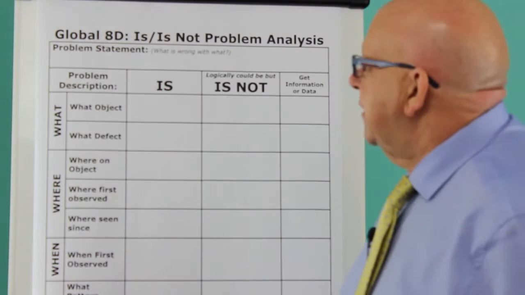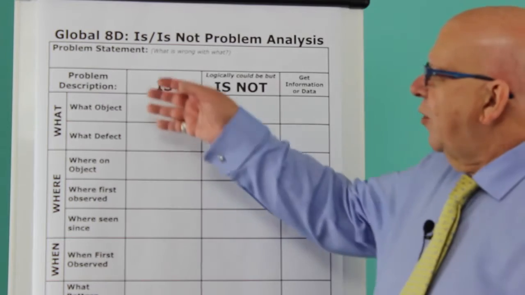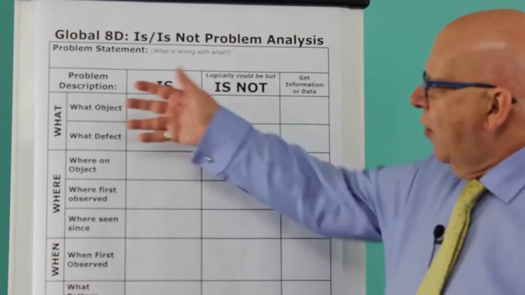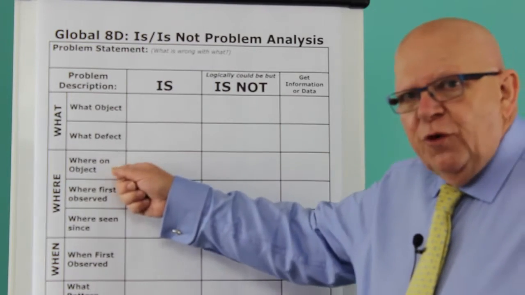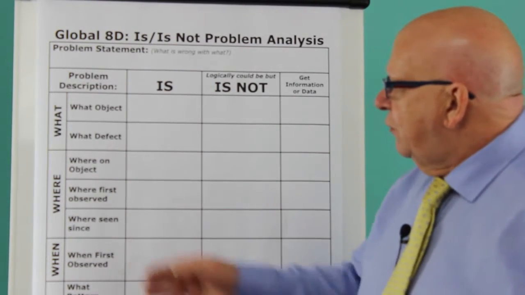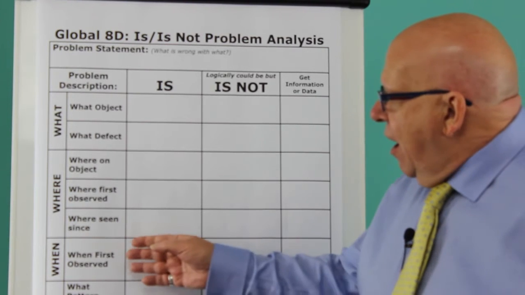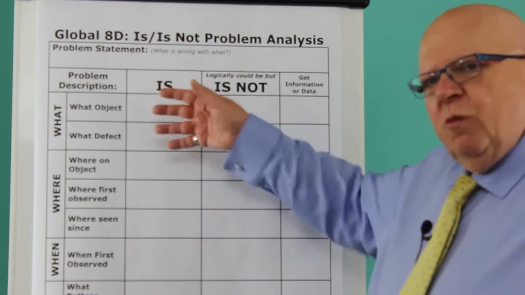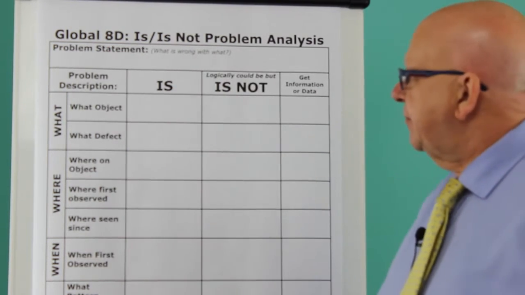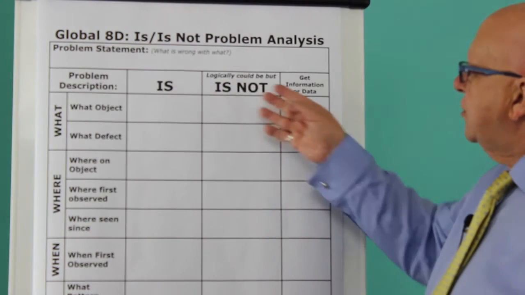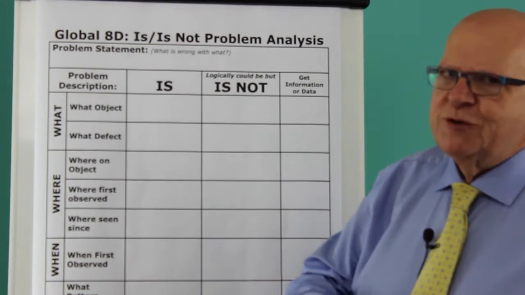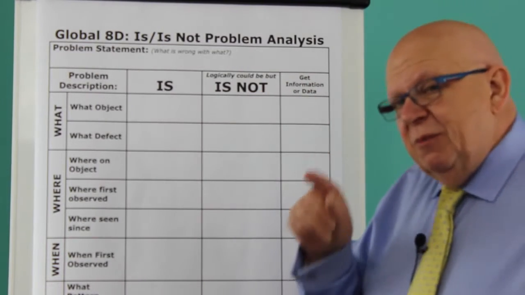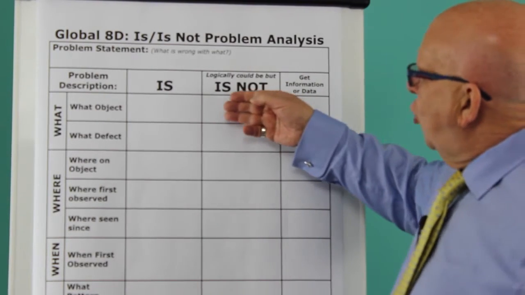Okay, so let's look at this in a little bit of detail. What we're going to look at is what the problem is in terms of what, where, when, and how big. So what on the object, what the defect, where on the object, when first observed, where seen since, and when it was first observed. So that is the is. Now what we're doing here is gathering data. On this side we've got what is not. Now you could say, well, I know what the problem is not, but this is actually logically is not. Could be, but is not. So this is what it could be, but is not.